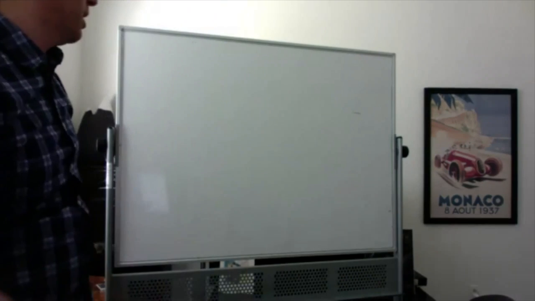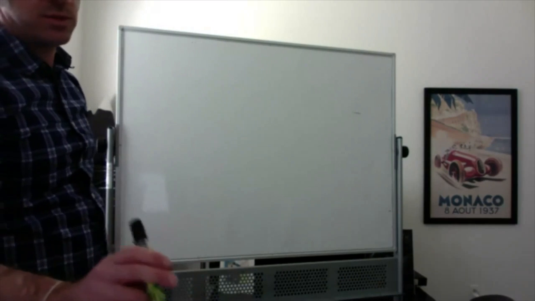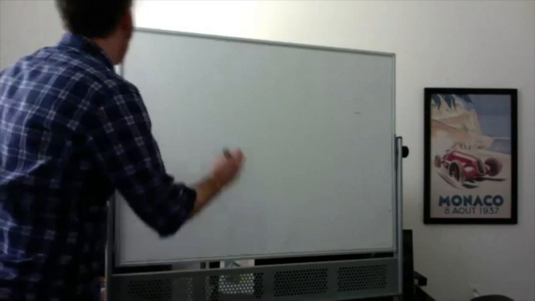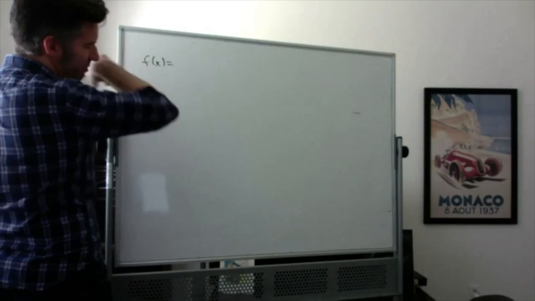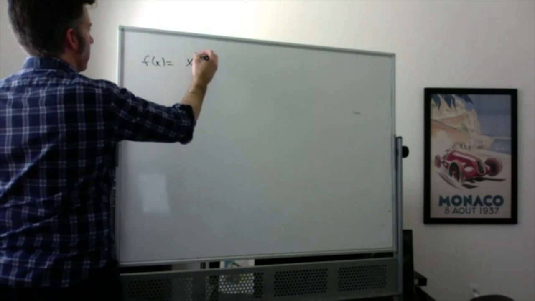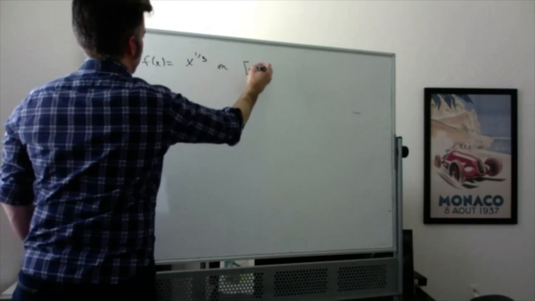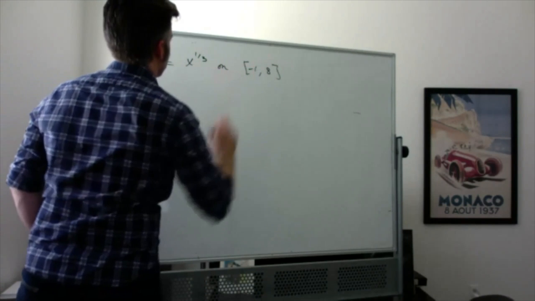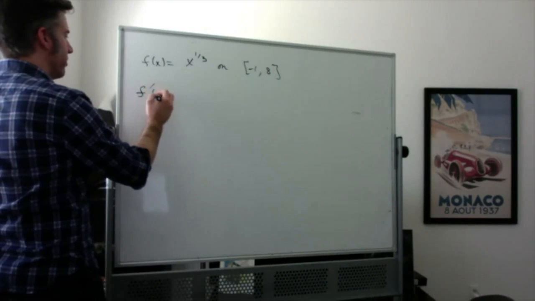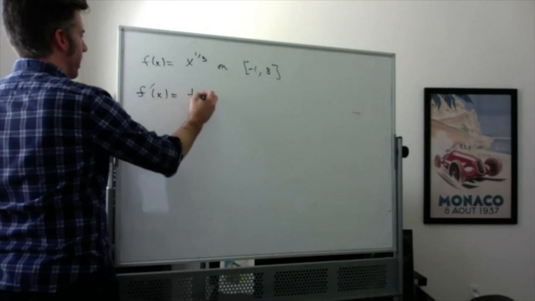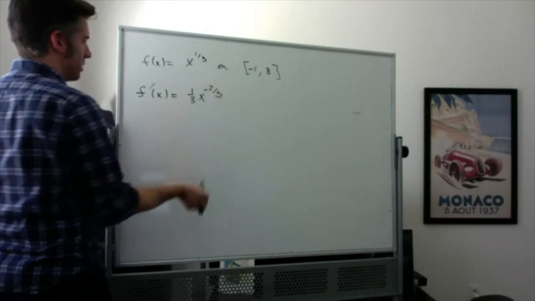Let's look at, sure, we'll do this one. Let's look at f of x equal to x to the 1/3 on the interval from -1 to 8. So let's find the critical values. The derivative is 1/3 x to the -2/3.